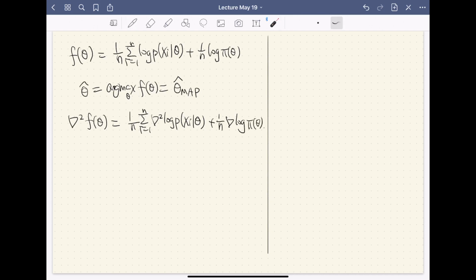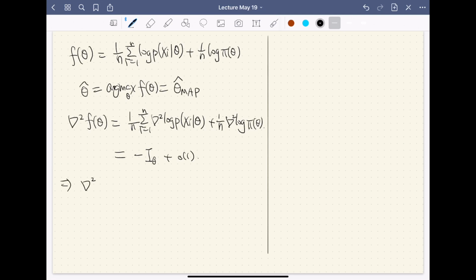Okay, so the second term can be ignored because it is of order 1 over n. So I need a square here. It is of order 1 over n. It can be ignored. The first term, by law of large numbers, is going to converge to its expectation, right? And if we assume sufficient regularity conditions, by law of large numbers, this is going to converge to the negative Fisher information matrix. Right? So approximately the following identity is true.